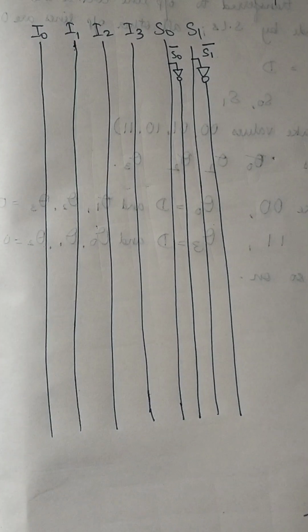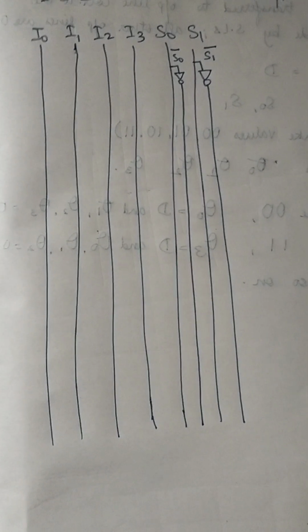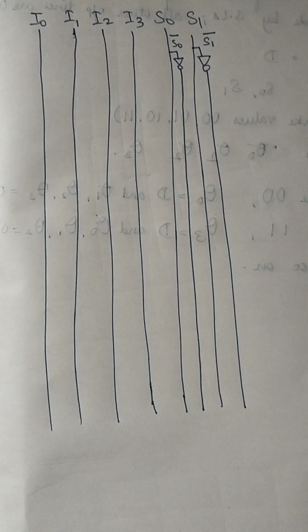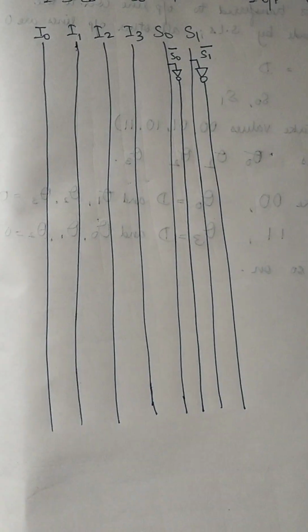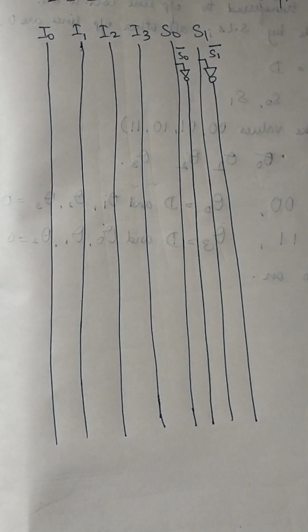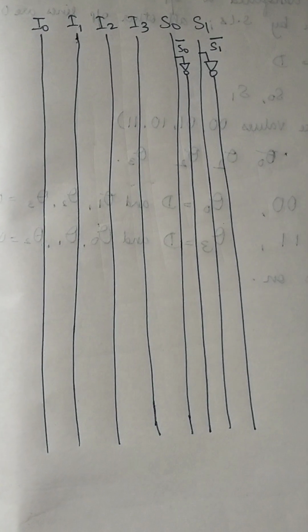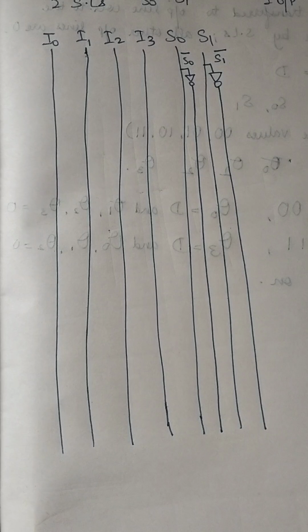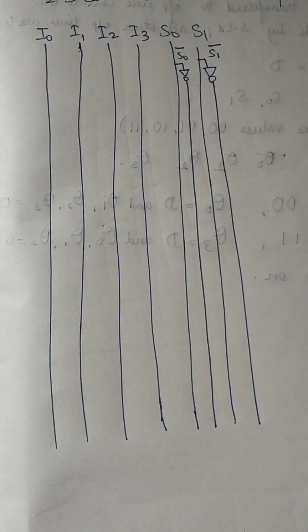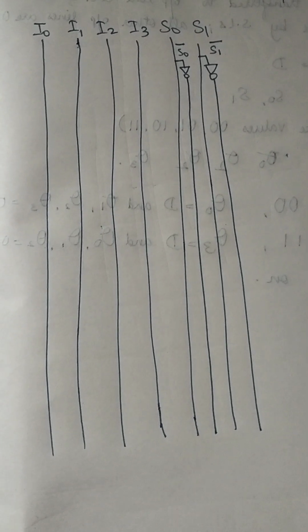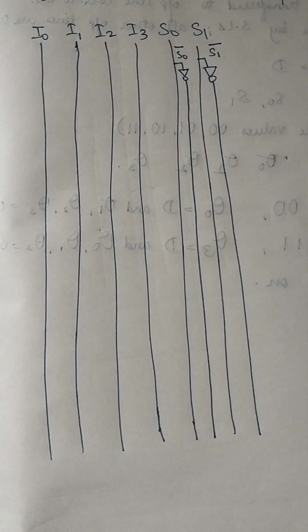For now, coming back here, when S0 and S1 are both 0, I want my output to be I0, right? So consider the expression S0 complement and S1 complement and I0. What will it be? When S0, S1 both are 0, S0 complement and S1 complement and I0 is going to be equal to I0, right? And for any other combination of S0 S1, the expression is going to be a 0.